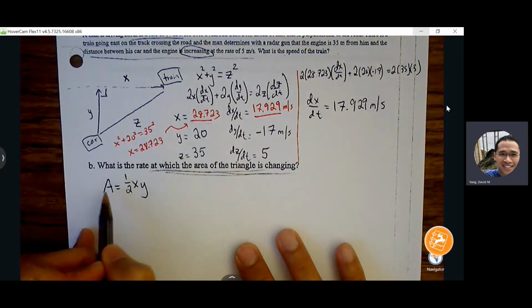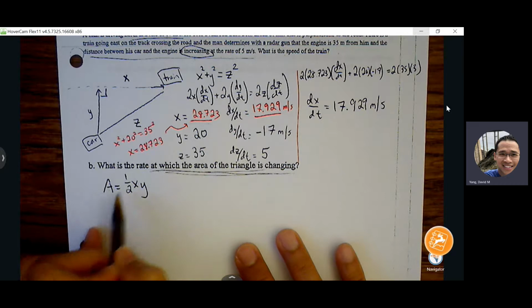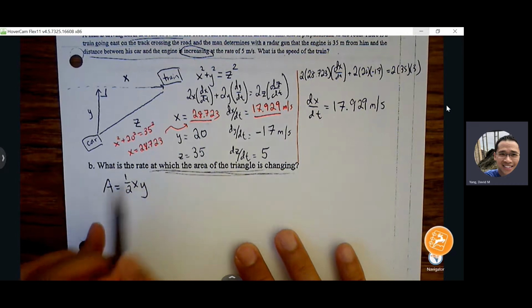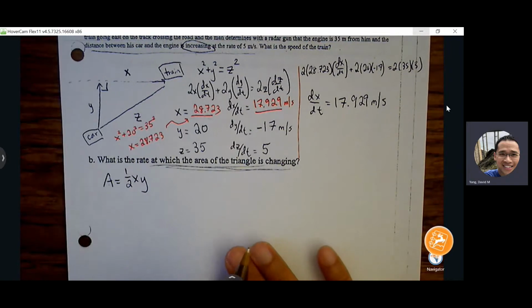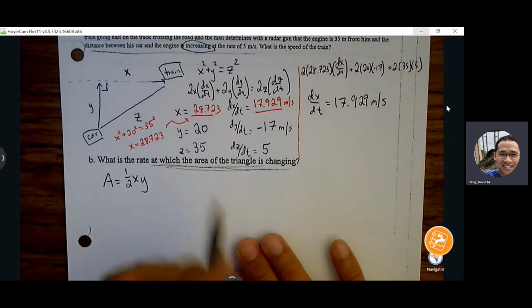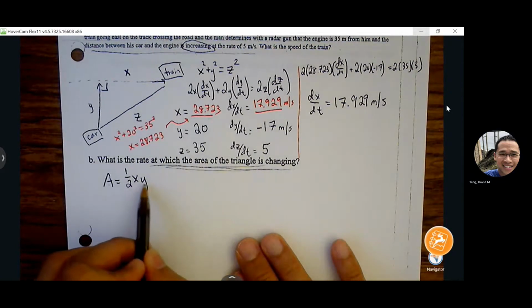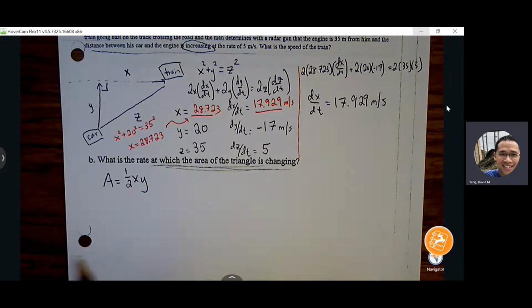But to find dA/dt, well, that left side is easy. A becomes dA/dt, but on the right side, what do we have to involve? If I want to find the derivative. Product rule, good. X and y are different variables. They're being multiplied together. We have to rely on product rule.